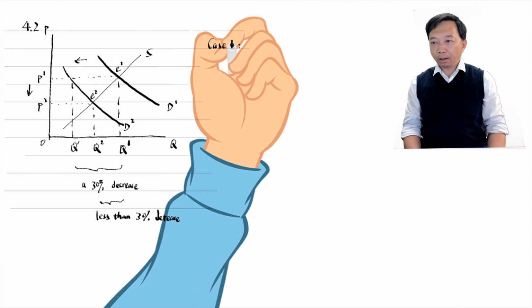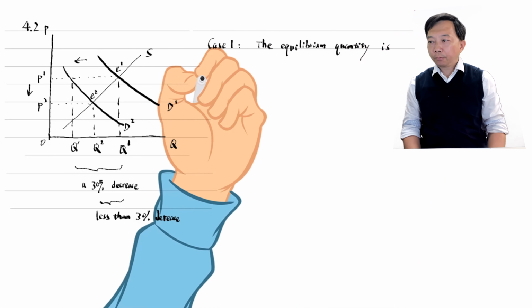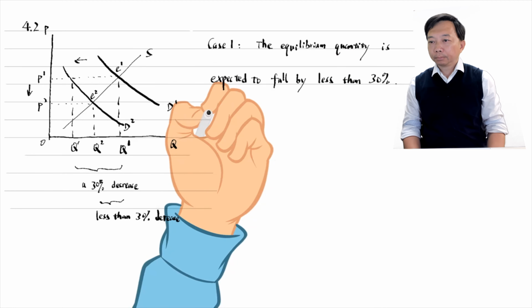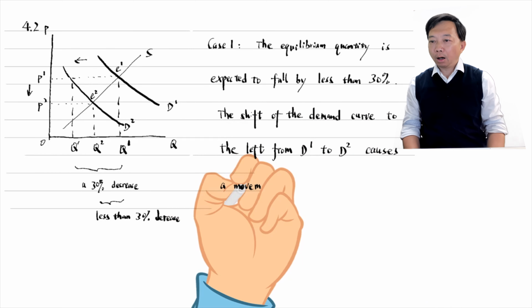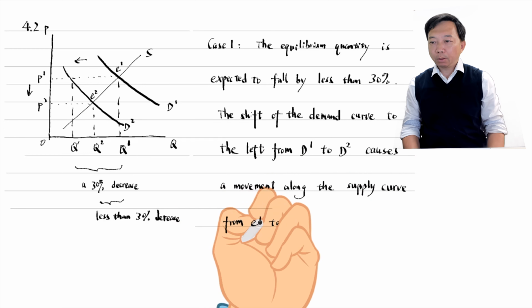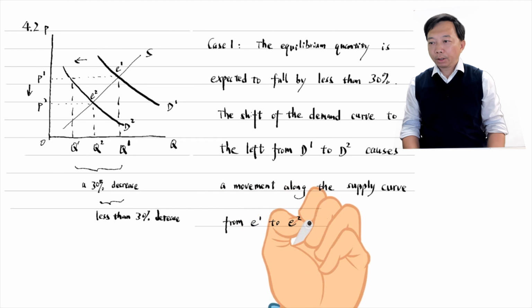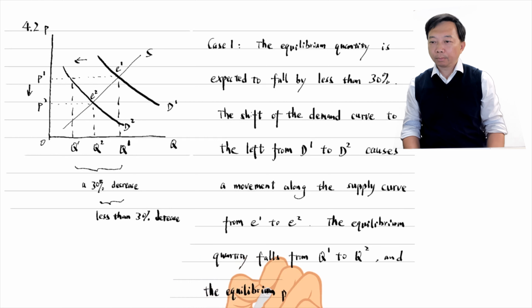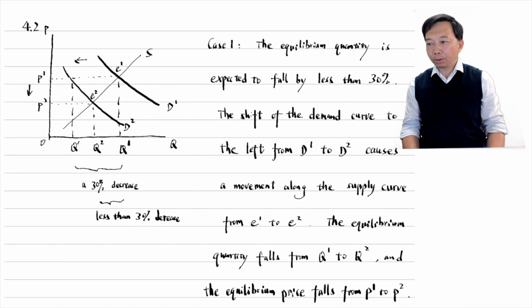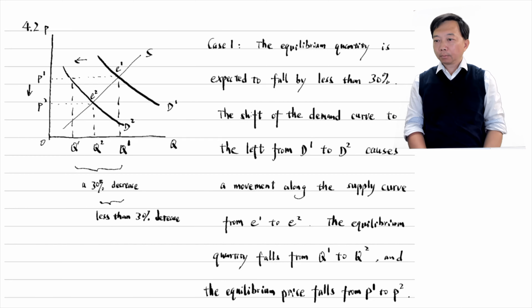With a normal supply curve that slopes upward, the equilibrium quantity is expected to fall by less than 30%. The shift of the demand curve to the left from D1 to D2 causes a movement along the supply curve from E1 to E2. The equilibrium quantity falls from Q1 to Q2, which is less than 30%, and the equilibrium price falls from P1 to P2, which is also less than the shift of the demand curve. The reason is due to the shape of the curves.